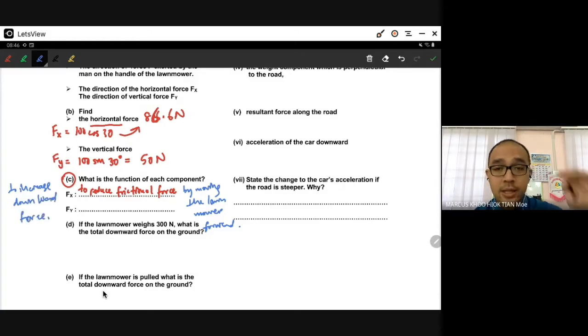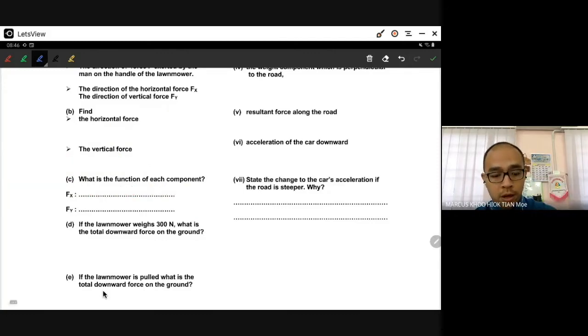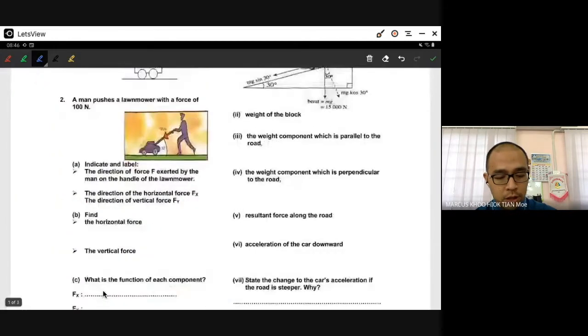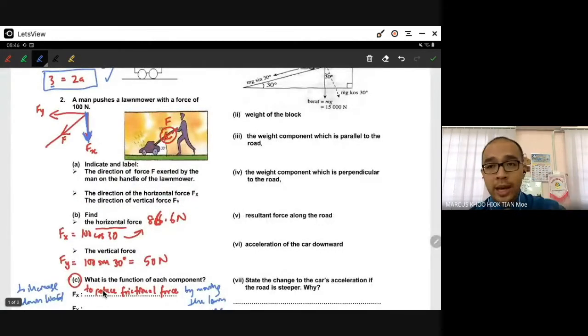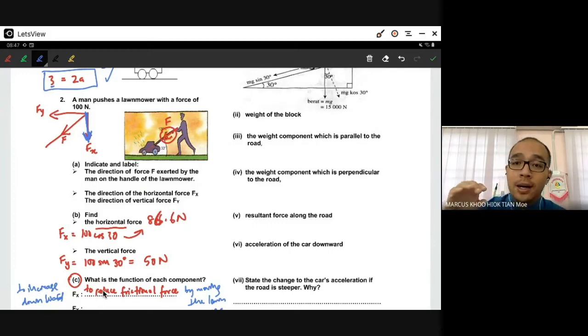Okay, to increase the downward force. Why do we want to increase the downward force? Because the lawnmower needs to be as close to the grass as possible so that it can cut the grass. I'm not sure how many of you have lawnmowers here, but if you have one, you know that you really have to push on the ground in order for it to properly cut the grass.